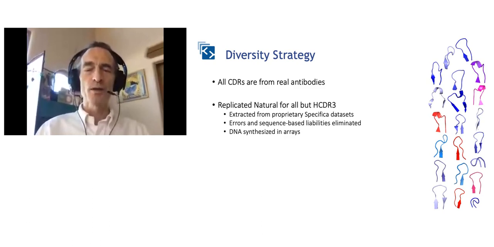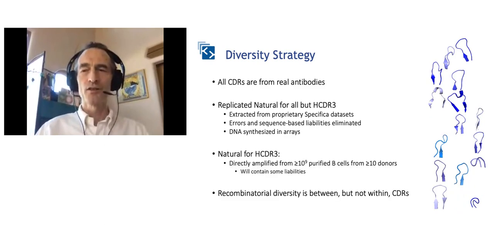So we use what we call replicated natural for all but HCDR3. These are extracted from our proprietary data sets. We eliminate errors and sequence-based liabilities, and then DNA is synthesized in arrays. And for HCDR3, we directly amplify from at least 1 billion B cells from at least 10 donors. And these will contain some liabilities because we're not screening these.